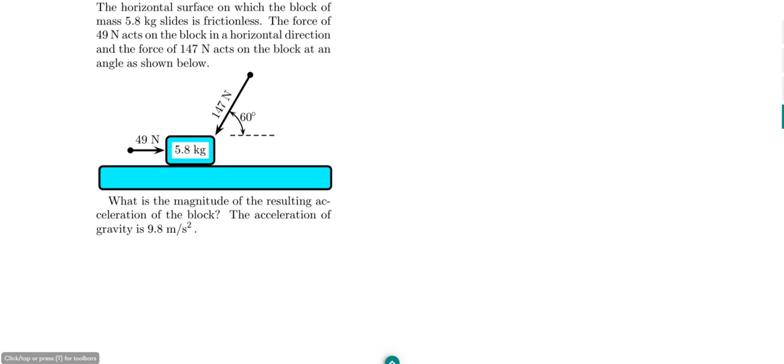So the question is, what is the magnitude of the resulting acceleration of the block? The acceleration of gravity is 9.8 meters per second squared. So they are just asking for the magnitude or the size of the acceleration. You should know by now that acceleration is a vector quantity. So in order to fully describe acceleration, we need to give its magnitude as well as its direction. So in this case, we are just going to give the magnitude of the acceleration.